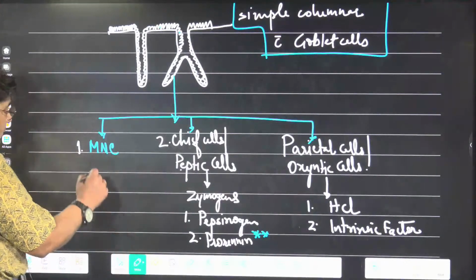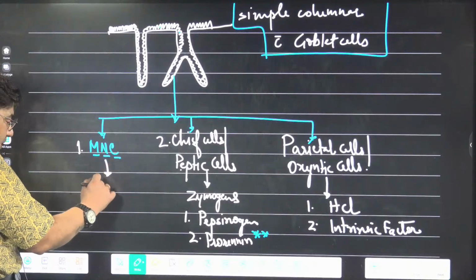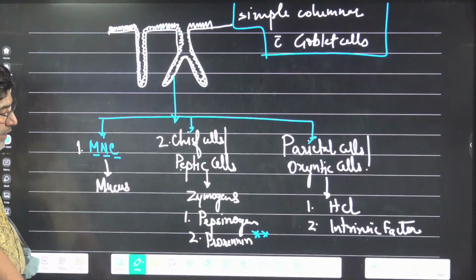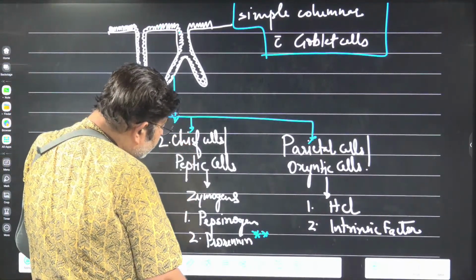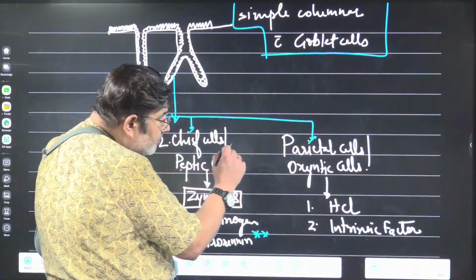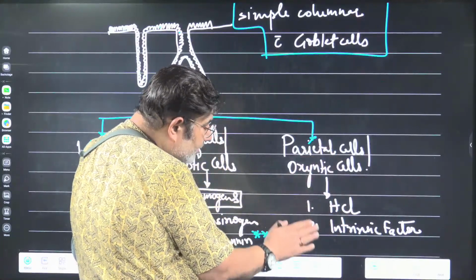MNC stands for mucous neck cells. And what do they produce? They produce mucus, a thick, insoluble mucus. Chief cells or peptic cells produce zymogens. Zymogens means inactive enzymes. And parietal cells or oxyntic cells produce hydrochloric acid and intrinsic factor.